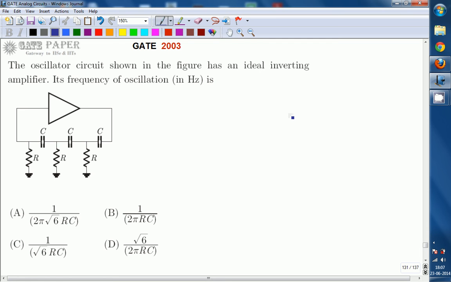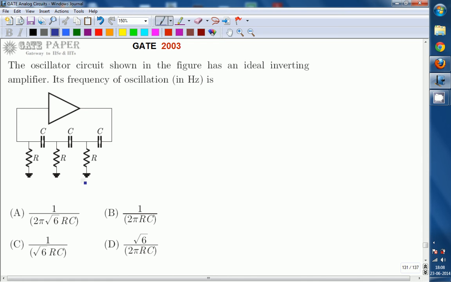Hello, we are discussing the GATE 2003 ECE paper, and this question is related to analog circuits. Look at the circuit diagram given. The oscillator circuit shown in the figure has an ideal inverting amplifier. Its frequency of oscillation is? So we are going to specify the equation for the frequency of oscillations of the given circuit.